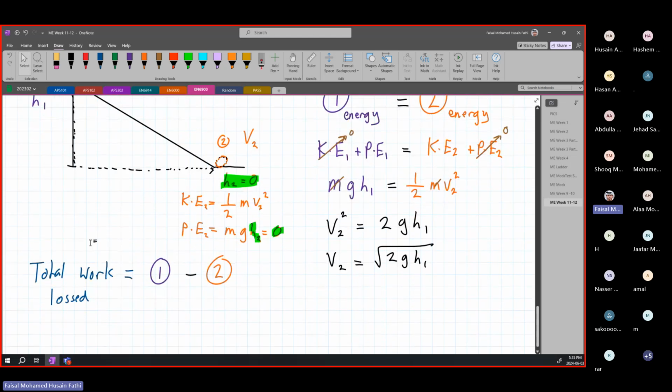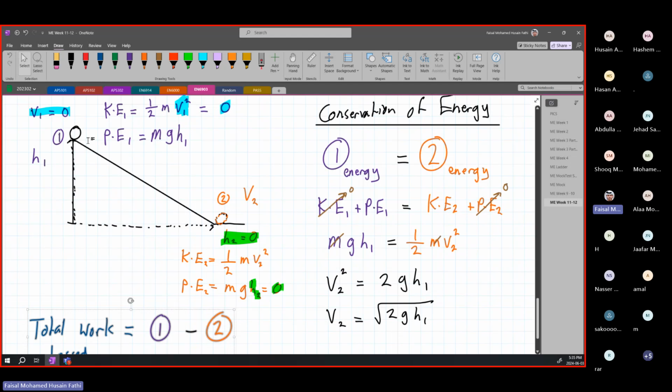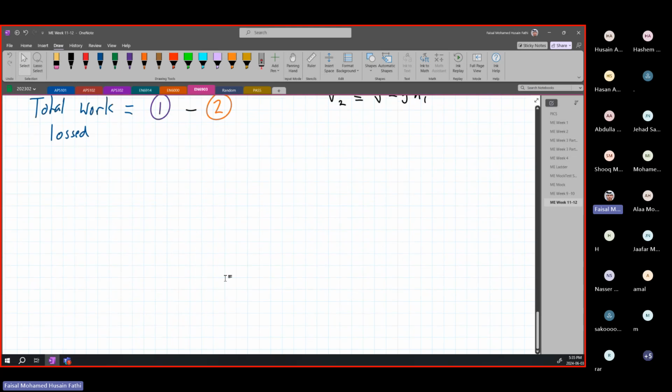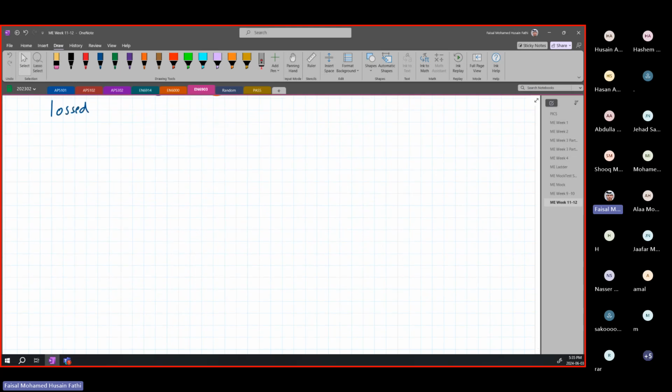And when we're looking at it from the perspective of work lost, in this case, we don't have any work lost because everything is being transferred. But in some cases, you're going to have work lost, and we're going to solve a problem like that. And you will see that there's going to be a specific work loss due to a specific force or something else that is occurring as well, like a frictional force most of the time. Okay, now let us start solving questions so this concept can become a bit more clearer.